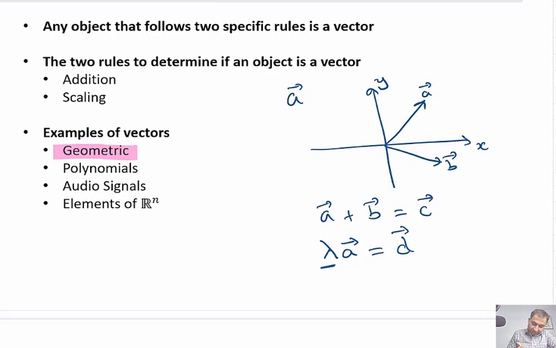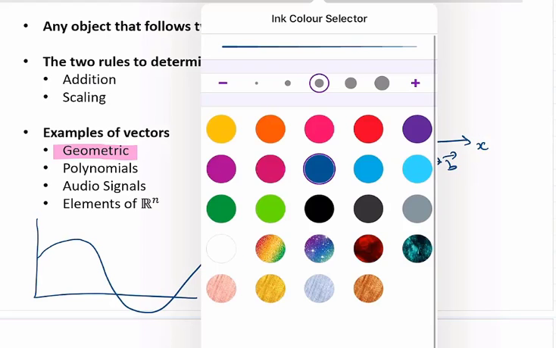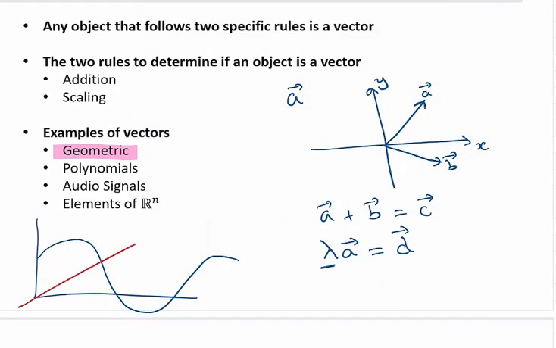If you have a polynomial function, it would be any function like this, or think of a different type of function. These polynomials are also vectors because they follow the same rules. You can add two polynomials and the result would be another polynomial, or you could multiply a polynomial by a scalar and the result is a polynomial. So that's why polynomials are also vectors. And audio signals are another example of vectors because you can have the same two operations of addition and scaling and the result will be an audio signal.